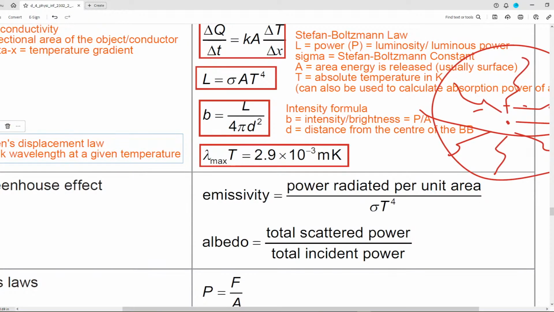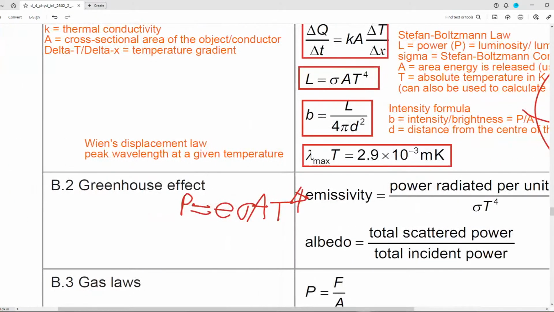If I simplify this, I don't have to explain the formula because everything's here. You'll notice this one actually becomes the radiating power is equal to E times sigma A T to the fourth. This is the general Stefan-Boltzmann law.